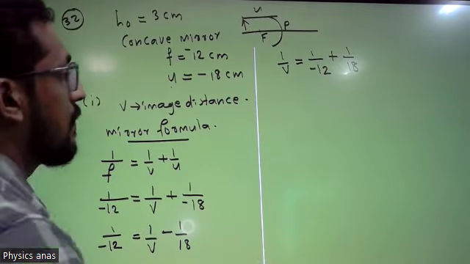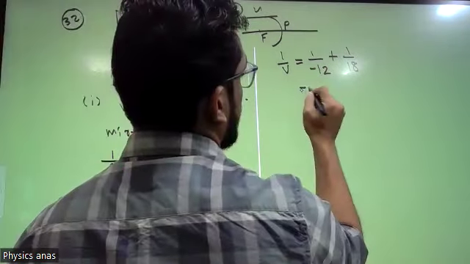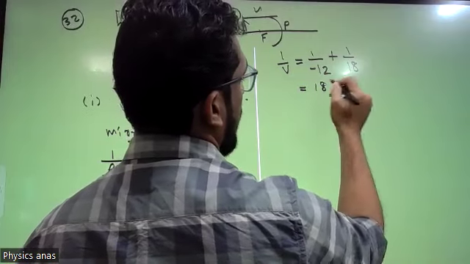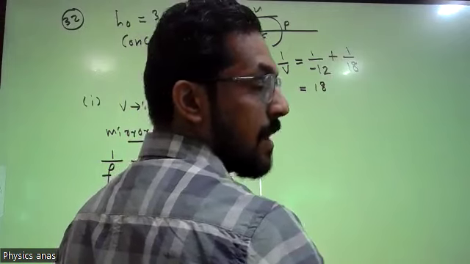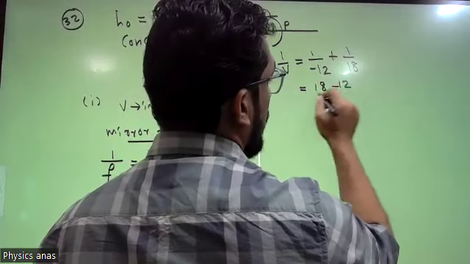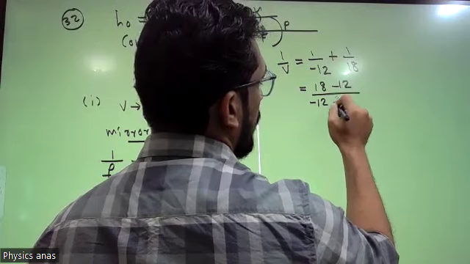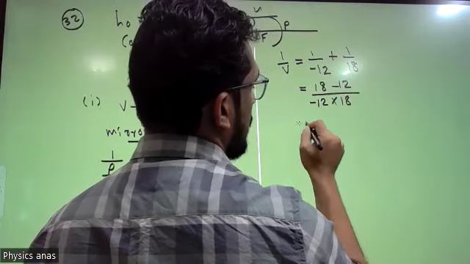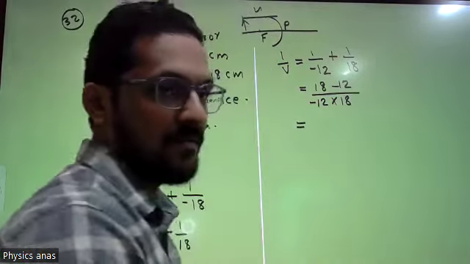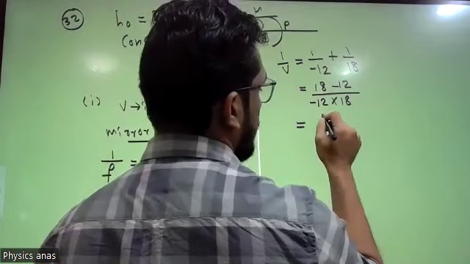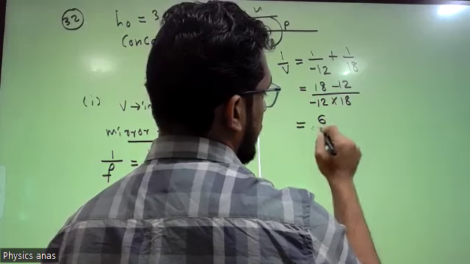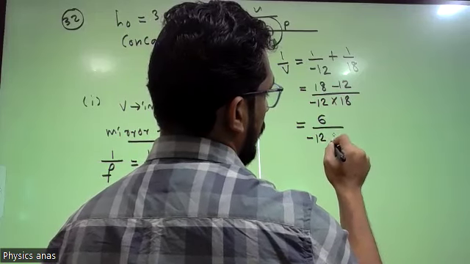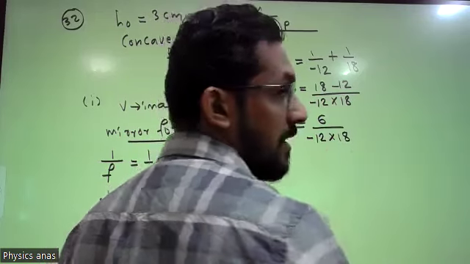Okay. And what will be the answer? Just cross multiply it. That will be 18 plus 1 into minus 12, will be minus 12 divided by minus 12 into 18 is equal to 18 minus 12. What is that? 18 minus 12 will be 6. 6 divided by minus 12 into 18.